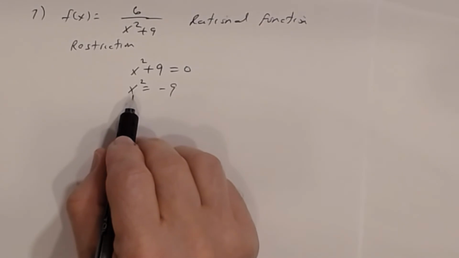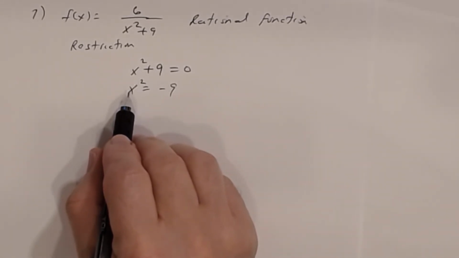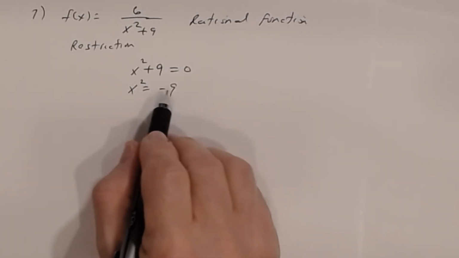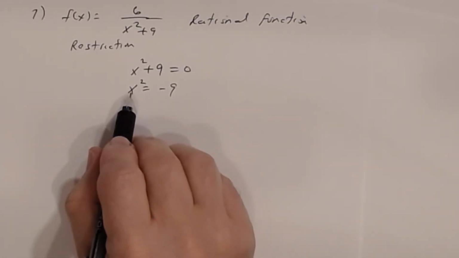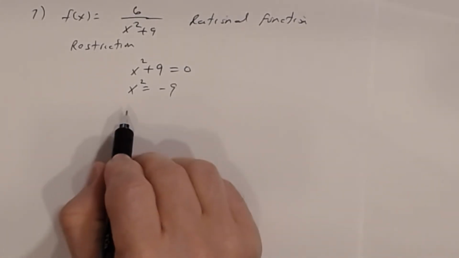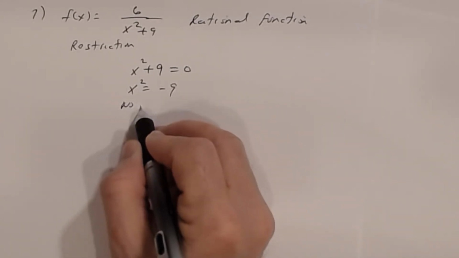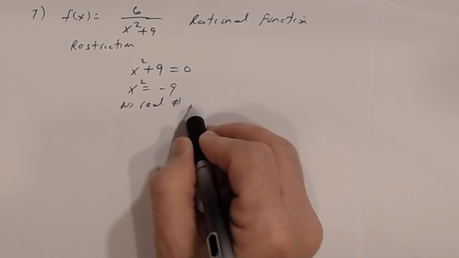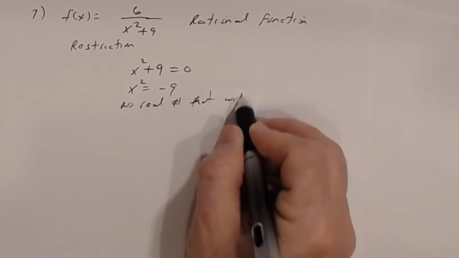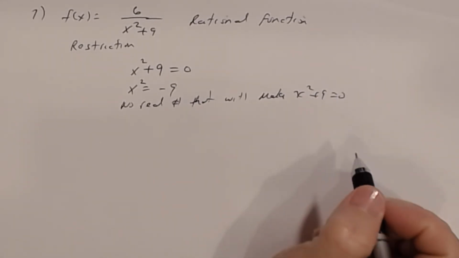If x is negative and I square it, like let's say negative 3, right? So you're probably thinking negative 3. Well, negative 3 times negative 3 is a positive 9, and that's not equal to negative 9. All right, and so you'll notice that there's no solution here. So there's no real number that will make x squared plus 9 equal to 0.